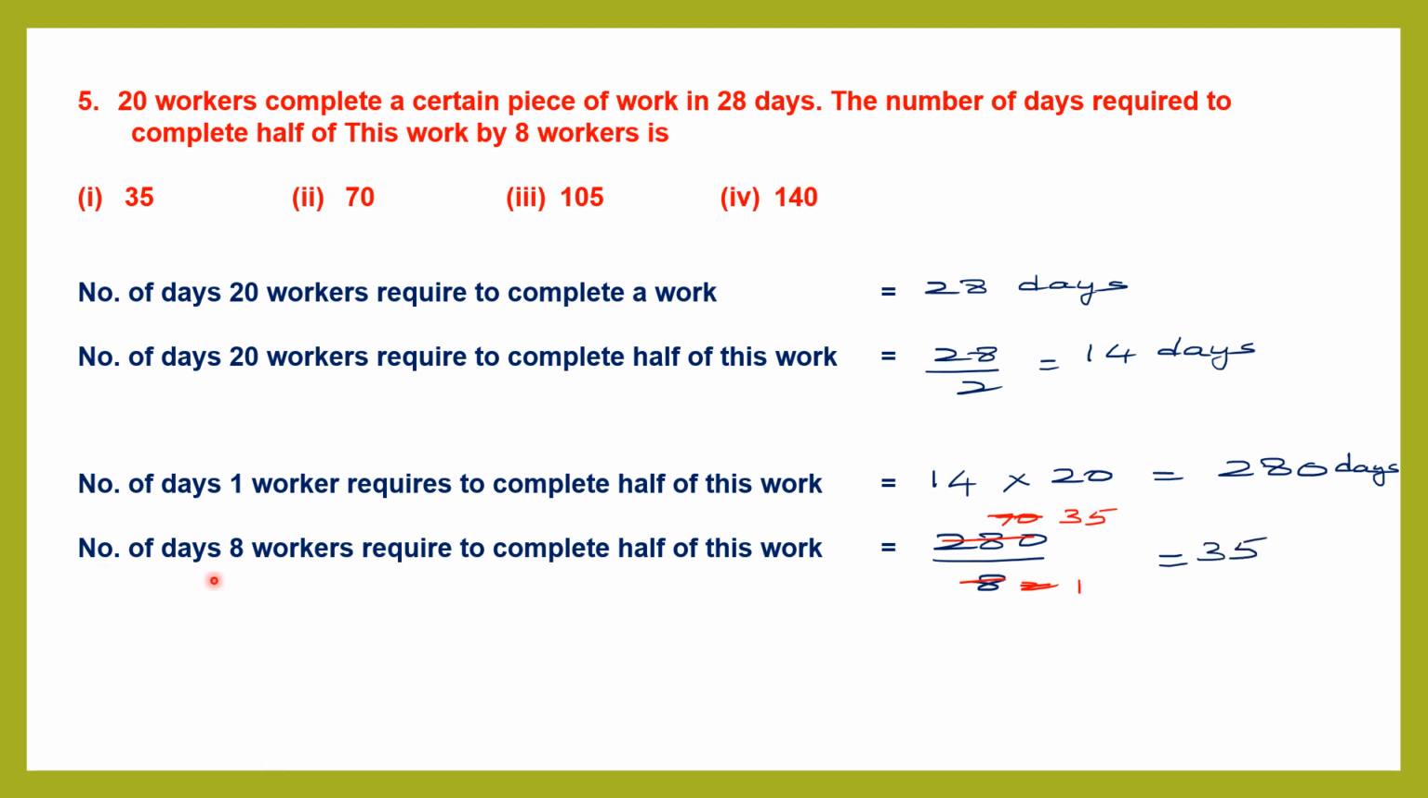And what will be asked to find? The number of days 8 workers require to complete half of this work. And we have found the answer. They require 35 days. So the answer here is 35 days, and it is given in the options also. Choose the correct option. 35 days means option 1, 35.